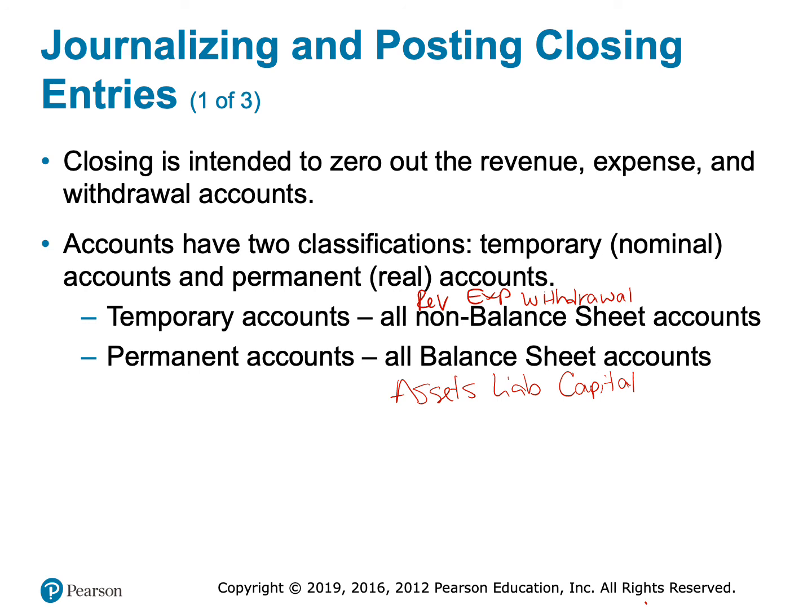So those temporary accounts, they need to be zeroed out so that I can start over the next year or the next period with a zero balance in them, so that I can start counting how much profit did I make this year. So if I want to count profit that I made this year, I need to start over at zero and count up from zero. So all of those accounts need to be zeroed out.